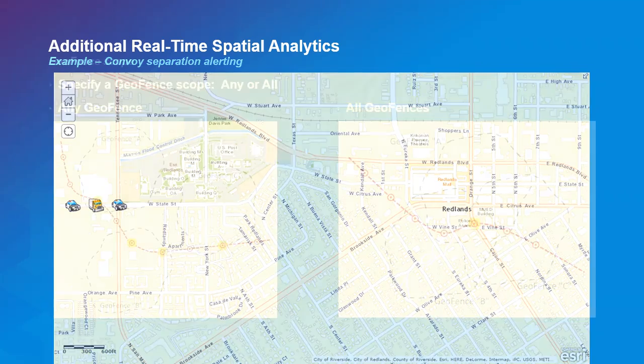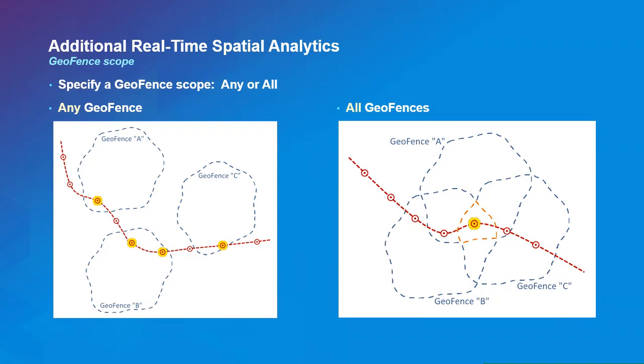Moving on to the next slide, we can specify the scope of the geofence. Let's say you want to track the course of a car, that is, the geofences that it is passing through. There can be a use case to determine if the car is inside all of the geofences or it is inside any of the geofences.